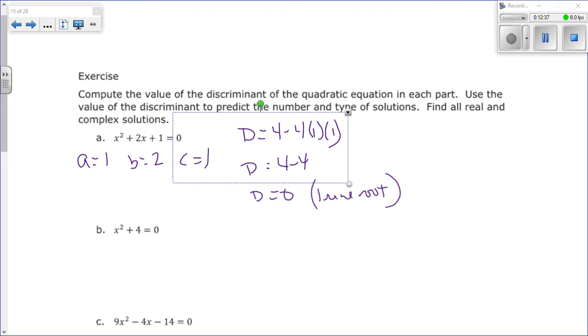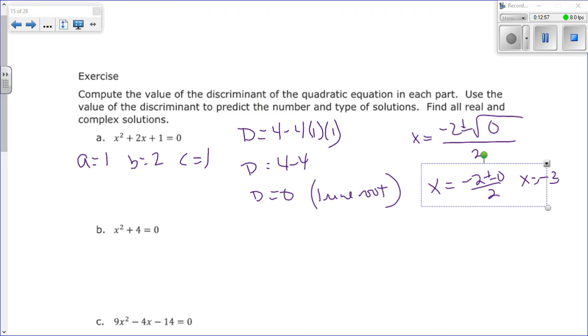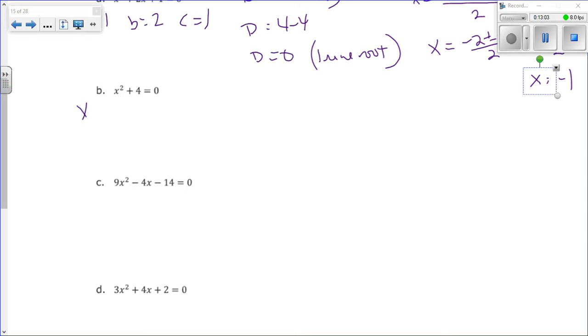And then you'd use the quadratic formula. So we're going to kind of modify this. So negative b, so being negative 2 plus or minus. We know that the discriminant is 0, so we'll just plug it in there over 2. So x is equal to negative 2 plus or minus 0 over 2. So x equals negative 2 over 2. So x equals negative 1. You try for B.